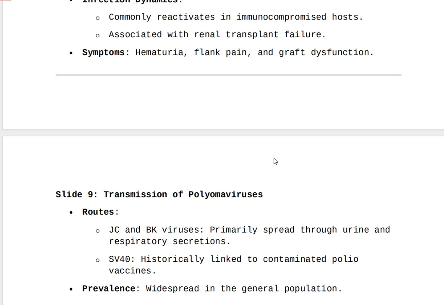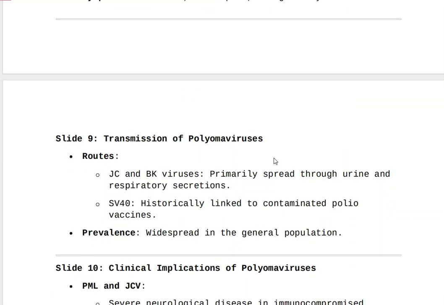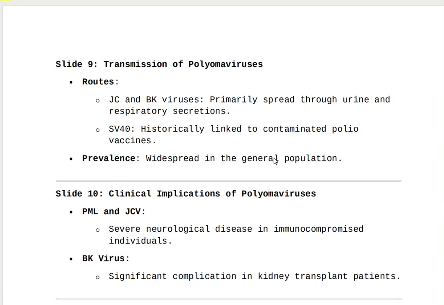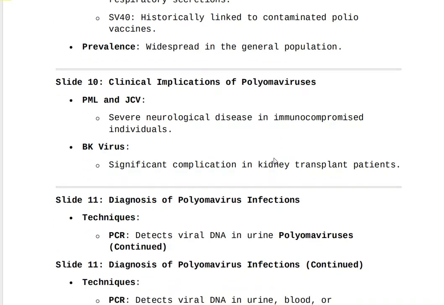Symptoms of infection are hematuria, flank pain, so side pain, and graft dysfunction. So maybe the virus itself has a contribution to the failure of the graft. Transmission: they are spread by urine and respiratory secretion. They are also linked to poliovirus, especially the SV40. Prevalence is widespread in the general population.